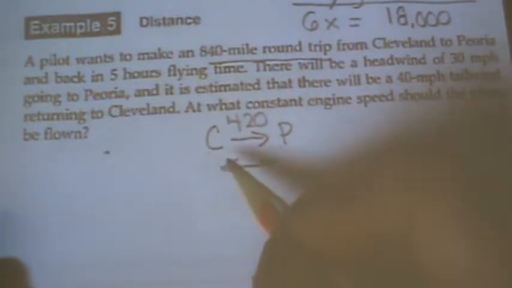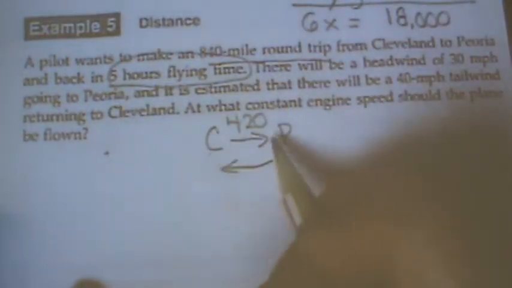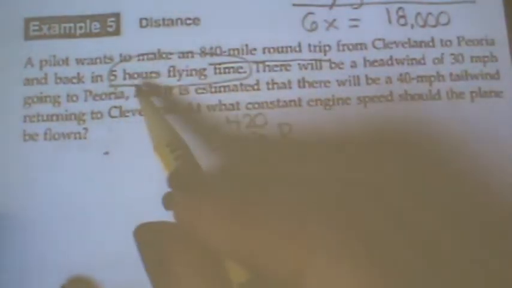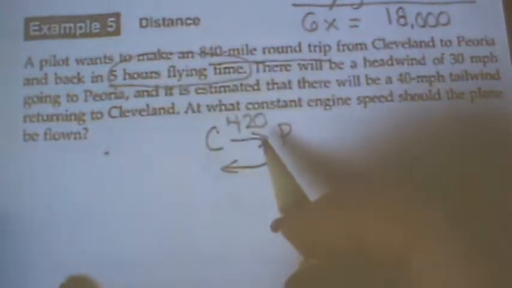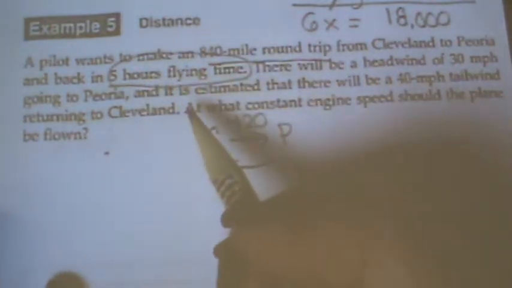Okay? Now you're in an airplane and this entire trip takes 5 hours. So to go from here to there and back, it's going to take 5 hours. So the total time is 5 hours.